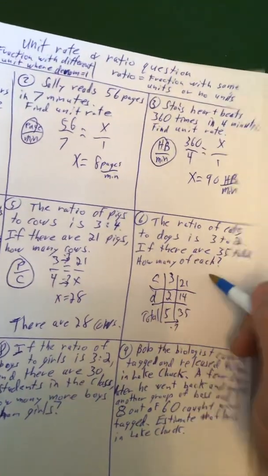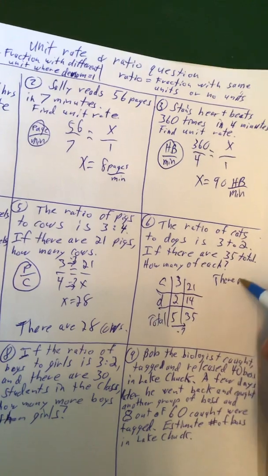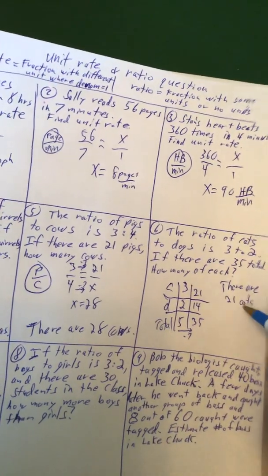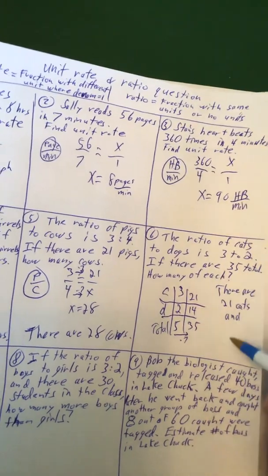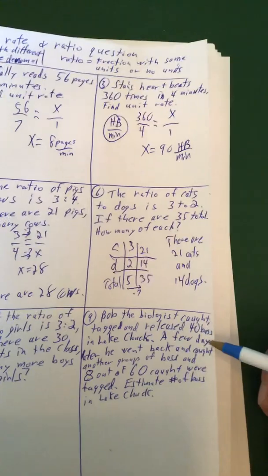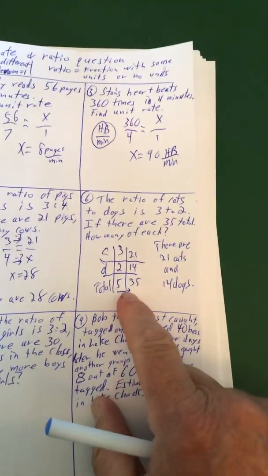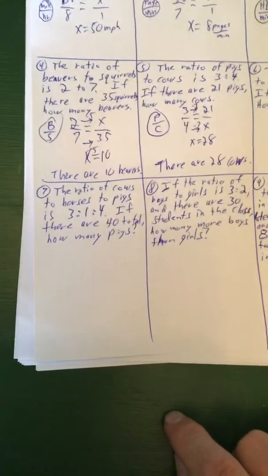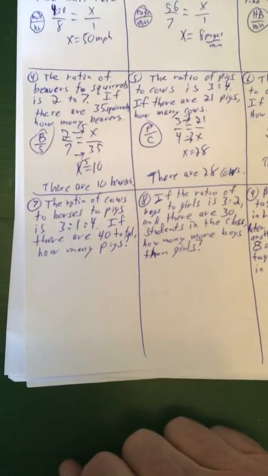So how many each? So there are 21 cats and 14 dogs. All right? So tic-tac-toe. So you try number 7 here, and it works when you even have 3 animals.